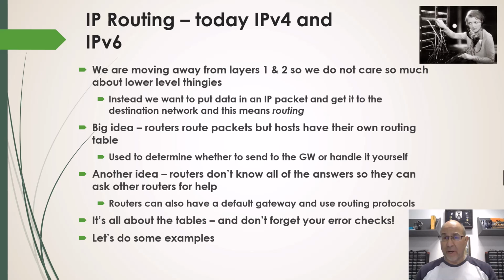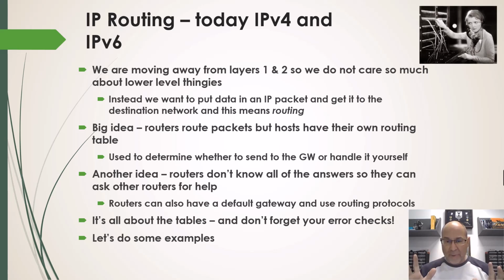So here's another idea. Routers don't know all the answers, so they can ask other routers for help. Just like a host has a default gateway, a router can have a default gateway. A router can also be told, listen, if you want to get to this network, go that way. So you could configure a router to do that. Or routers can run a routing protocol to help them figure it out automatically.